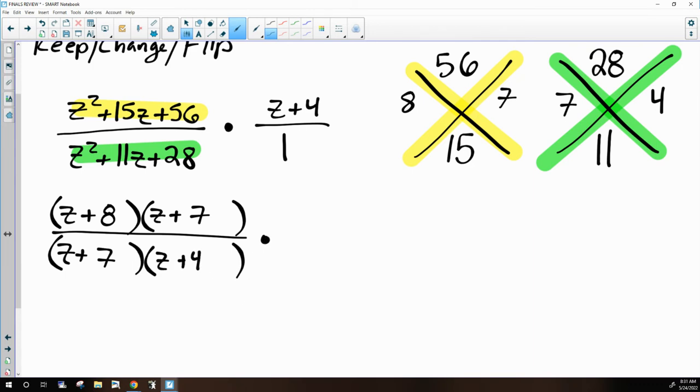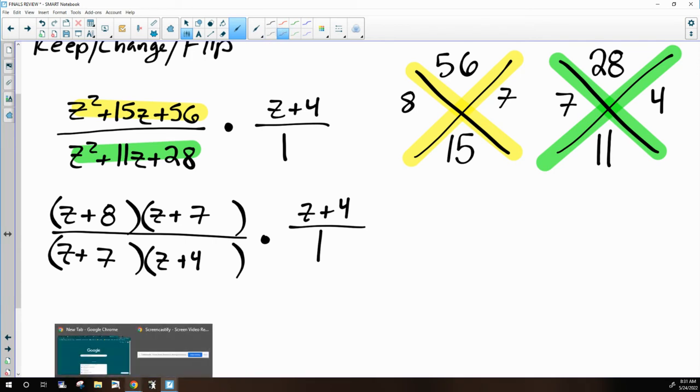Times, nothing changed with Z plus 4 over 1. Just copy those down. A lot of students forget about that second fraction after they're done with the X method, so don't forget it. Okay, at this point, all we need to do is figure out what on the top and bottom are exactly the same.